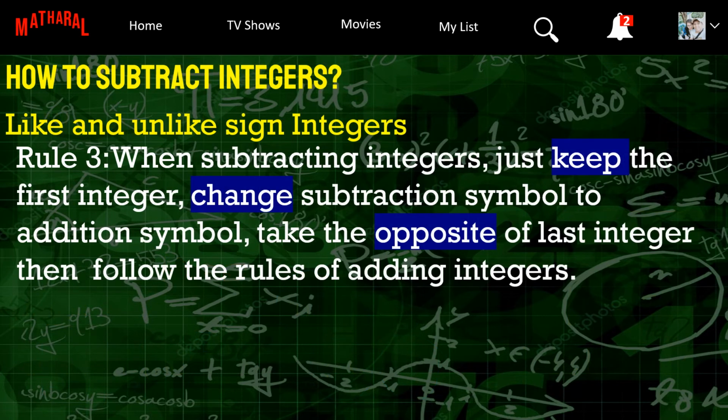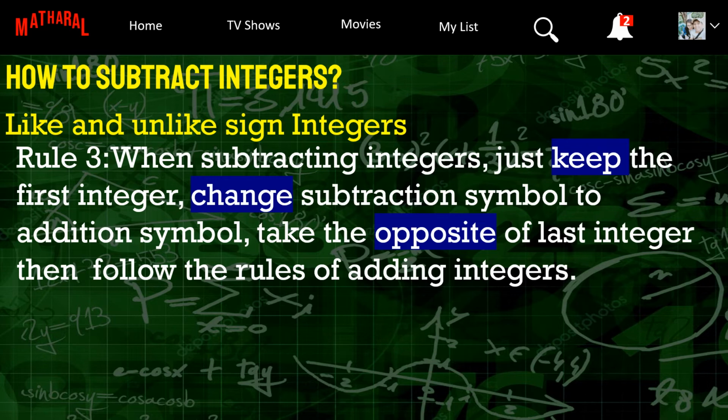And now, we're asked to find the difference of integers, under how to subtract integers. So like and unlike integers, pinagsama na po natin siya. There were more rules indicating the subtraction of integers, but we limited ourselves to rule 3 para mas madali po natin makuha. Rule number 3.